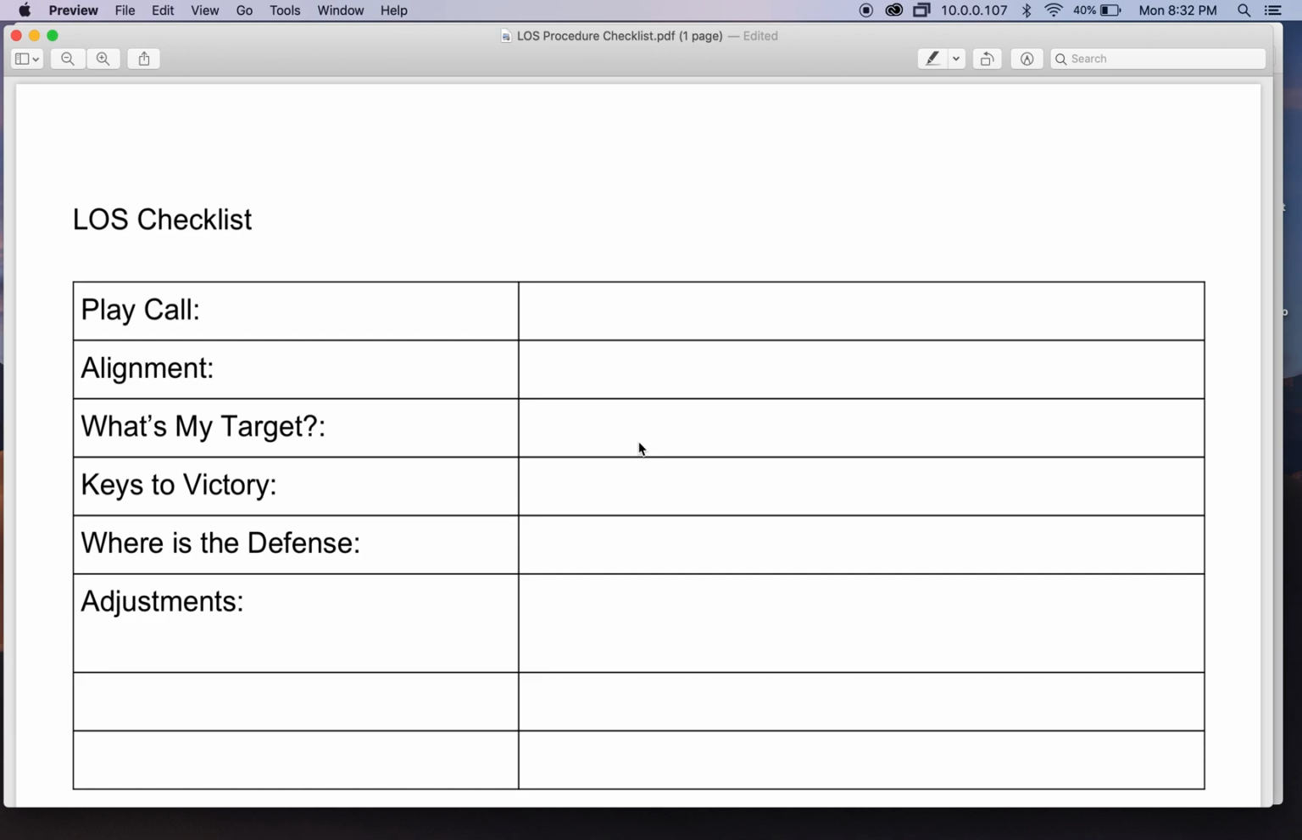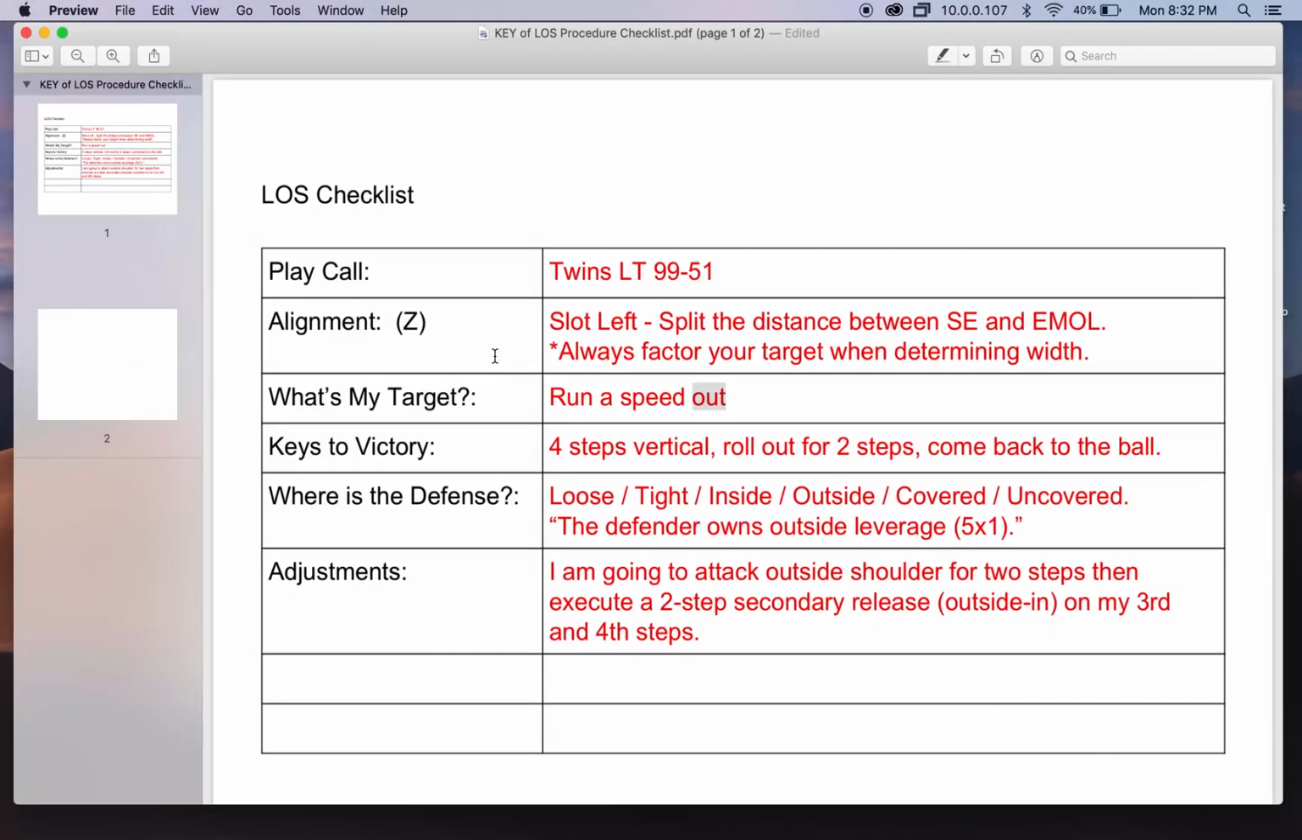I've put together a checklist or a procedure list after we get the play call and head to the line of scrimmage. These are some of the questions that you should be asking yourself every single play as you head to the line of scrimmage. All right, let's start off with the first one.